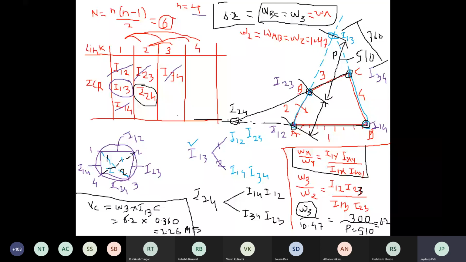And do this calculation on a separate page. Don't do this calculation on the same page. Okay, once you solve this problem by the ICR method, further we have to solve this problem by using the relative velocity method. Okay, on the same page.